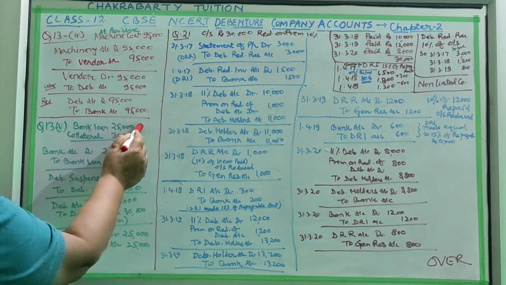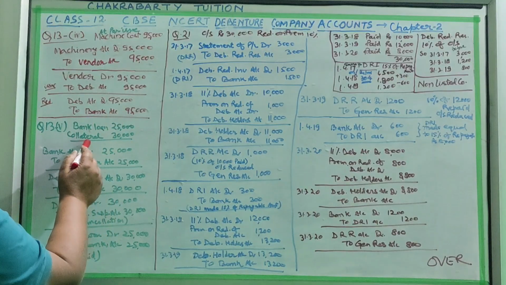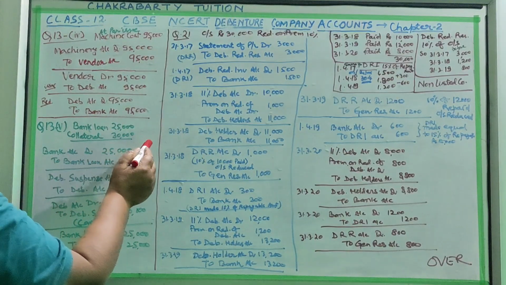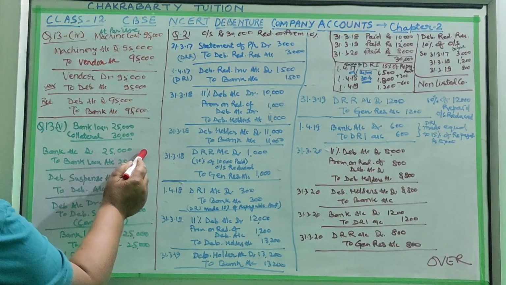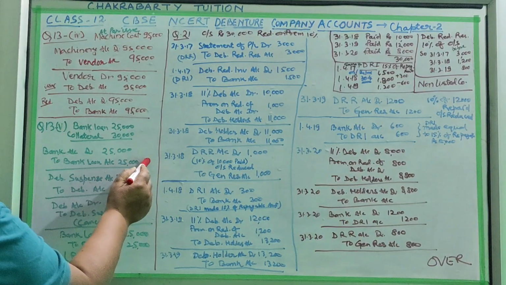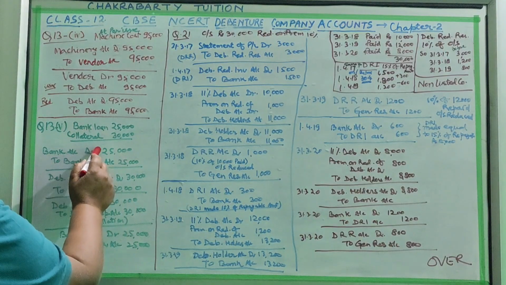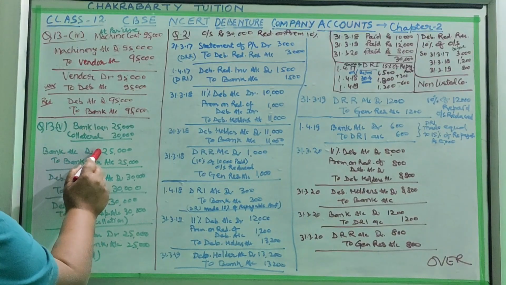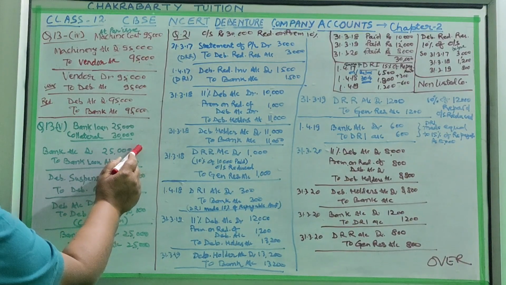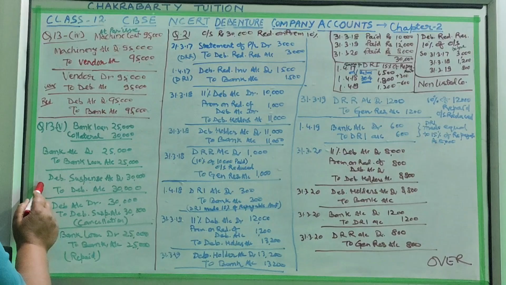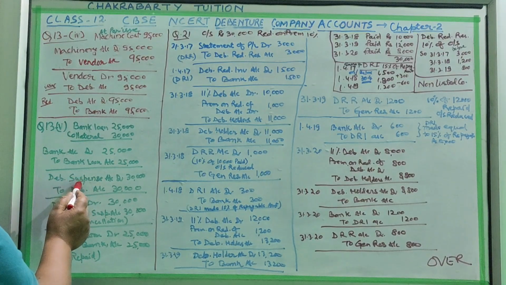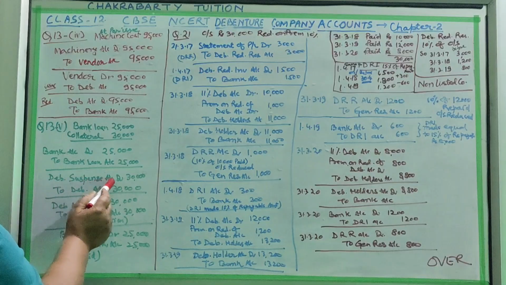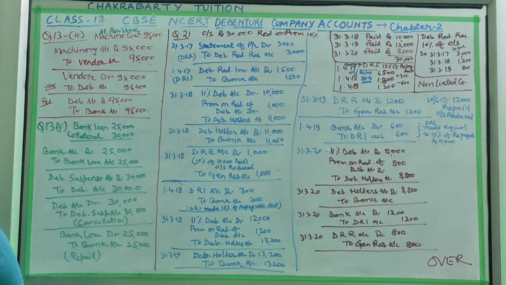Here a bank loan of 25,000 is taken and collateral security is given for 30,000. So bank account is debited, and bank loan account is credited with 25,000. When anything is received in the bank account, it is debited; it becomes an asset. And when the debenture is issued as collateral, we debit the debenture suspense account. So debenture suspense account is debited to debenture account 30,000.